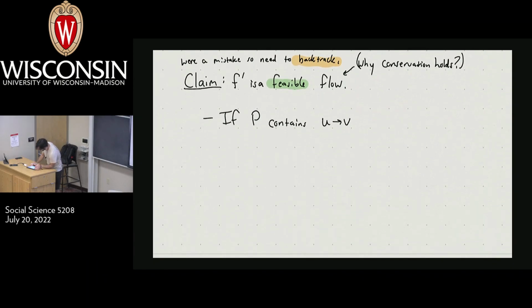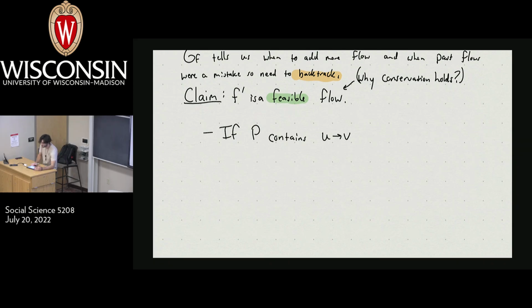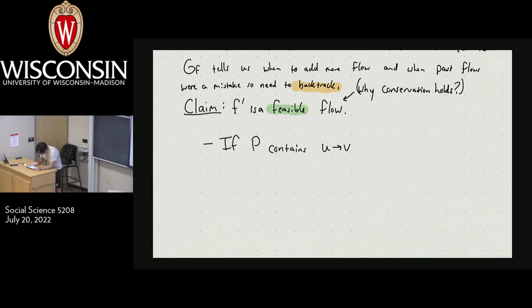So let's do that. There are 2 main cases. Either P contains the forward edge or P contains the reverse edge. If P contains the forward edge, and we want to show it's feasible, we want to show 0 is at most F prime of U to V, which is at most the capacity of U to V. That's what we want to show.